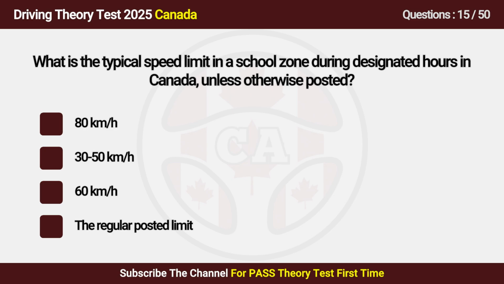A. 80 km per hour. B. Kilometers per hour. C. 60 km per hour. D. The regular posted limit.